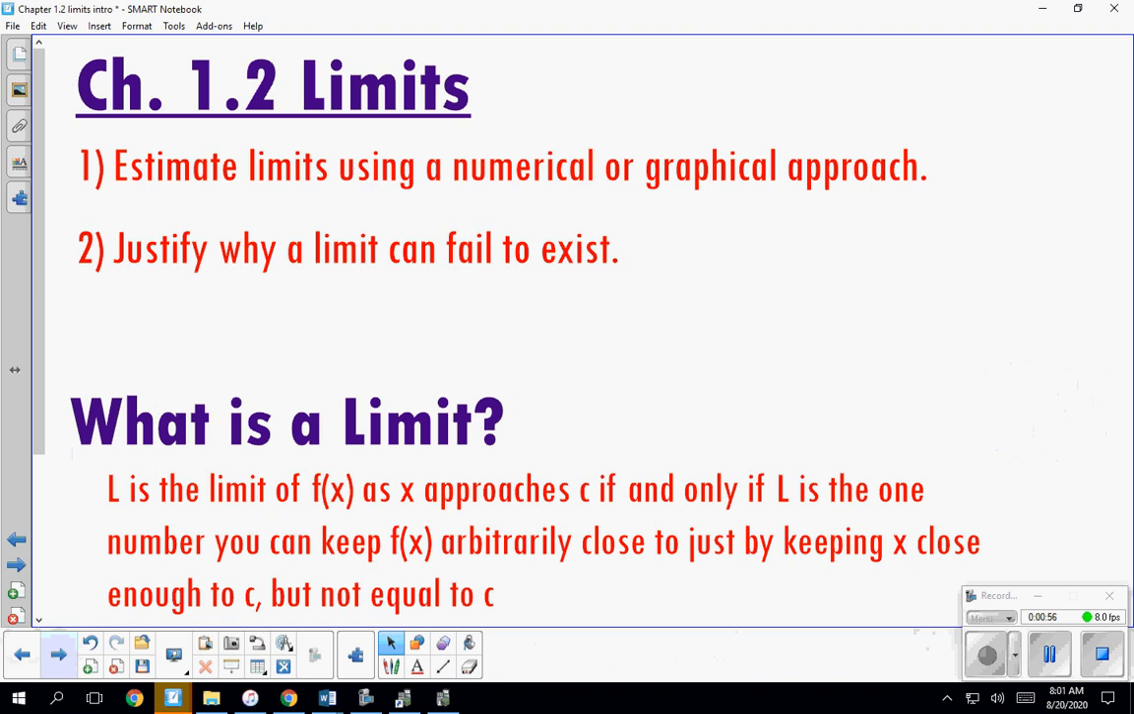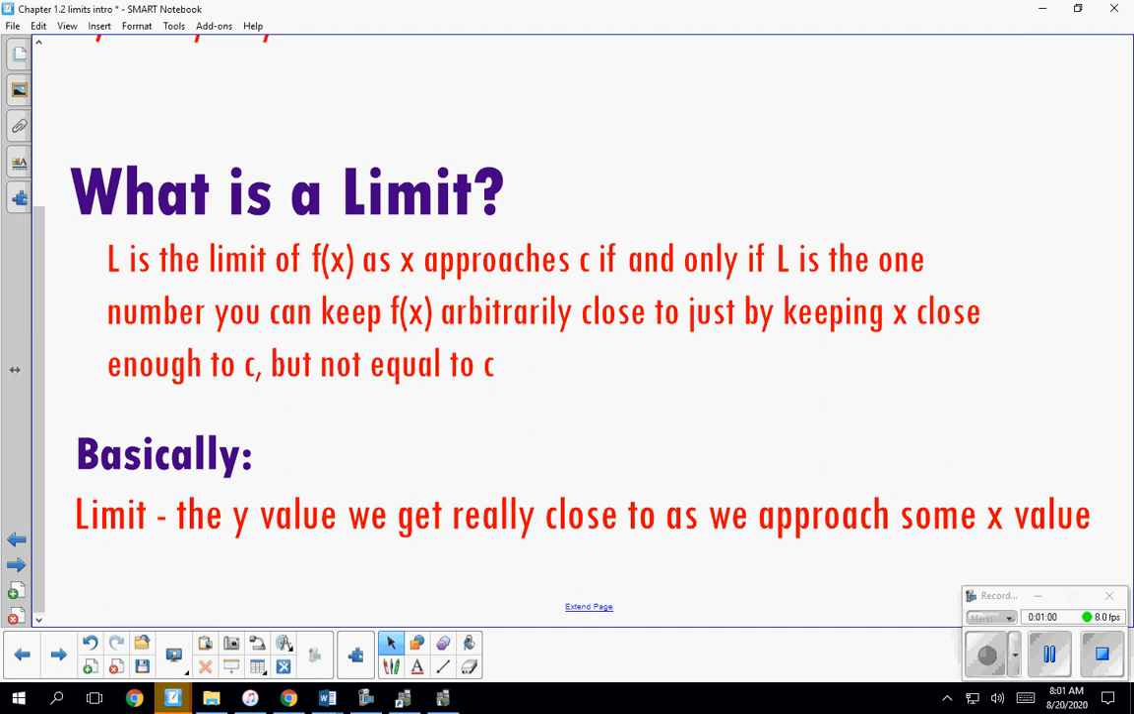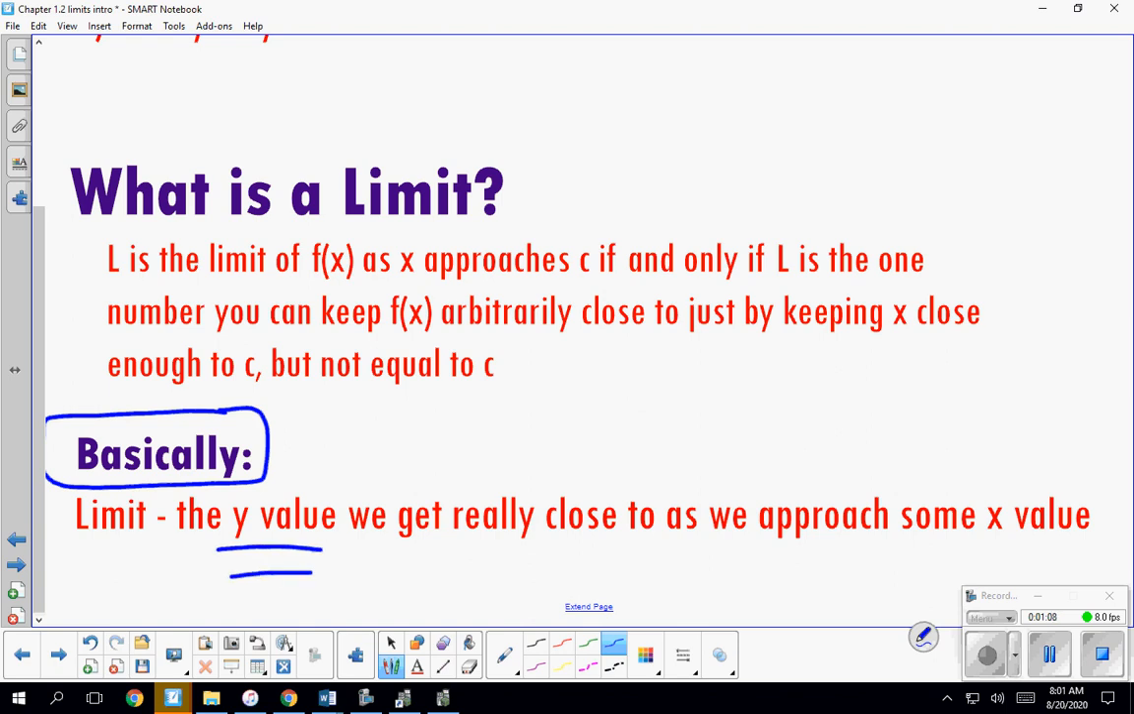So, what is a limit? This is the technical definition of a limit. It's kind of confusing. So the basics are that a limit is a y value we're getting really close to as we get really close to some x value. So your answer is a y value, and we're looking really, really close to some x without actually getting there.